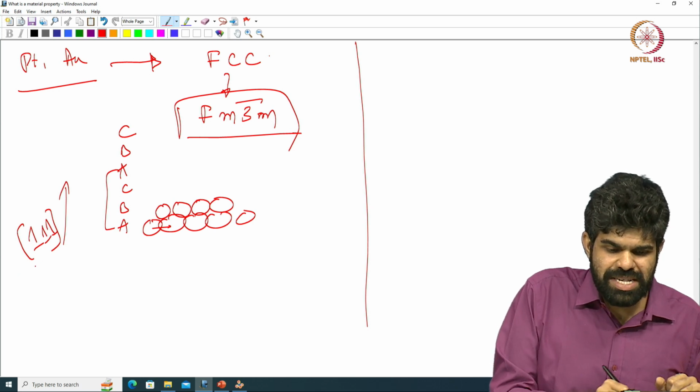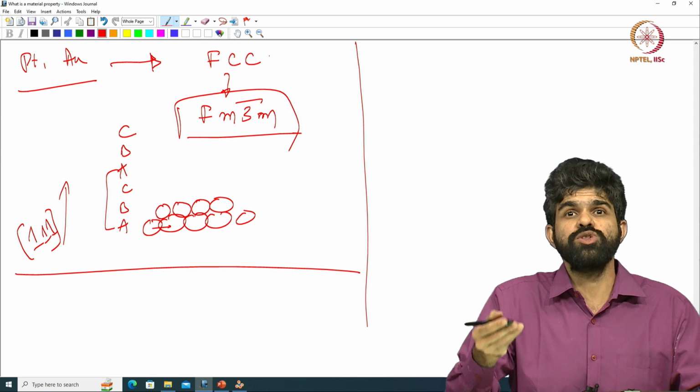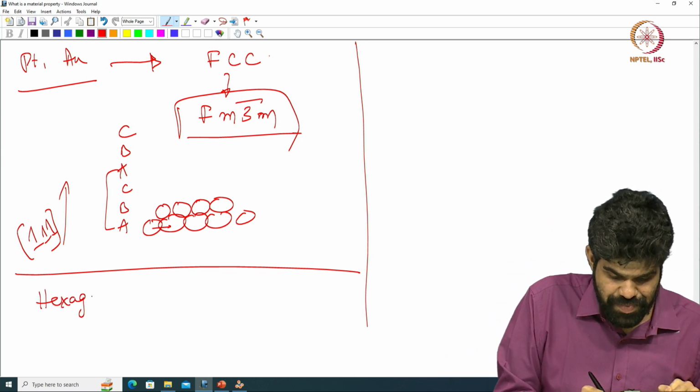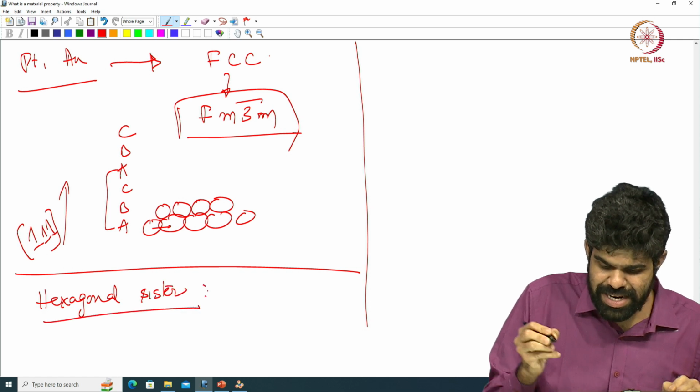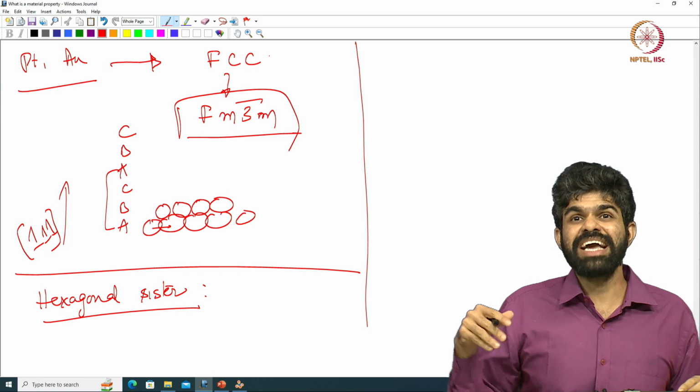So similarly, when I talk about a CCP, I should also talk about its corresponding hexagonal sister, and the hexagonal sister is the packing is close packing.